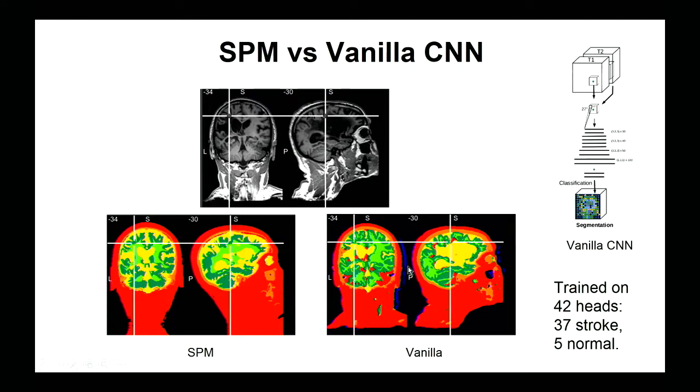Now, this convolutional neural network, we trained it end-to-end on a set of 42 heads. 37 of them were from stroke patients that had lesions. And we see that first, this vanilla model makes different types of errors than SPM, but they both do not perform very well. SPM is not very flexible and cannot adapt to non-standard positions of the head in the MRI, whereas the vanilla network does not care about that, but it's making a lot of morphological errors here, placing skin tissues within the brain and placing brain tissues outside the brain.